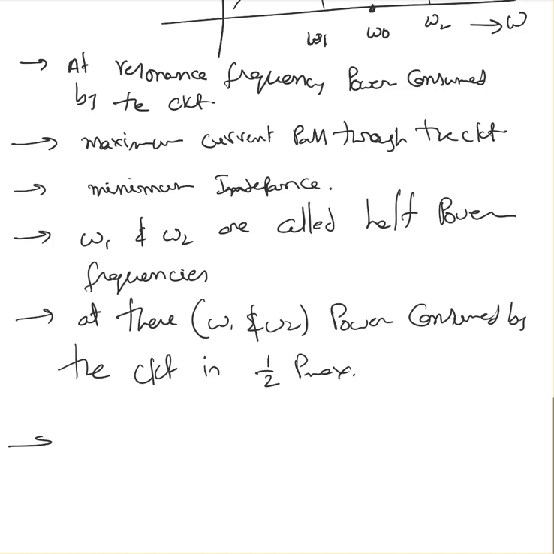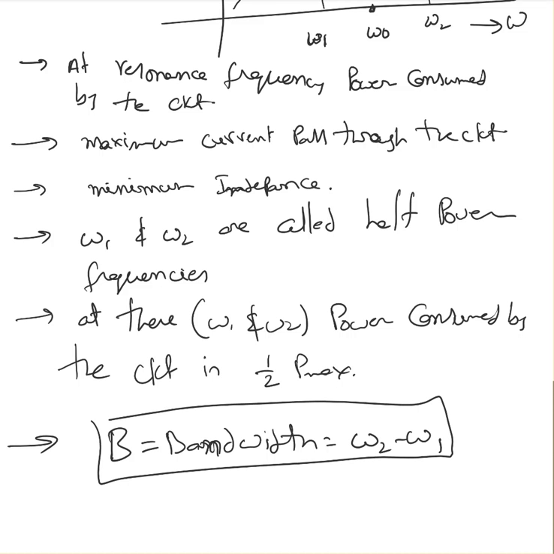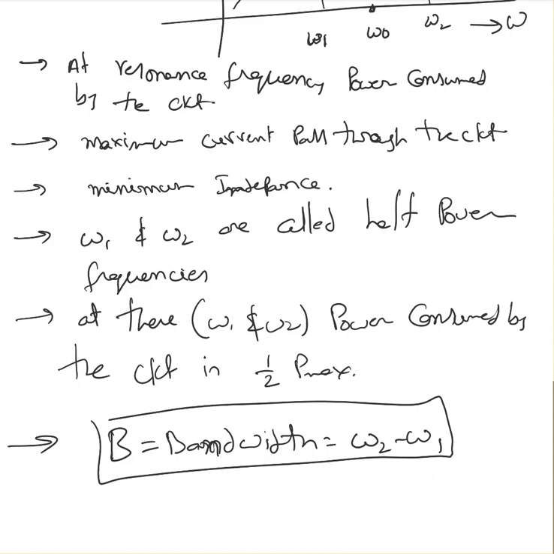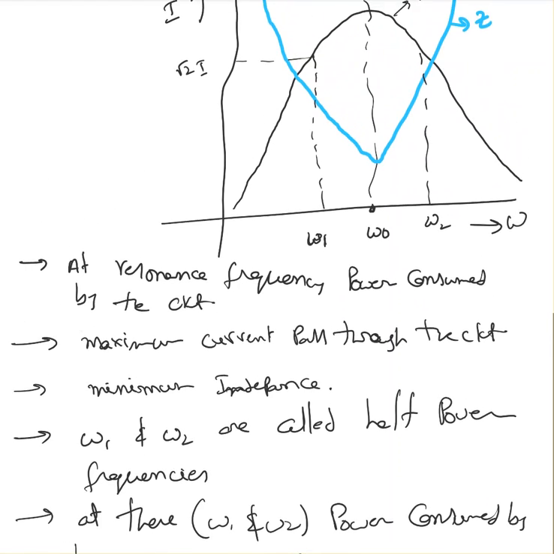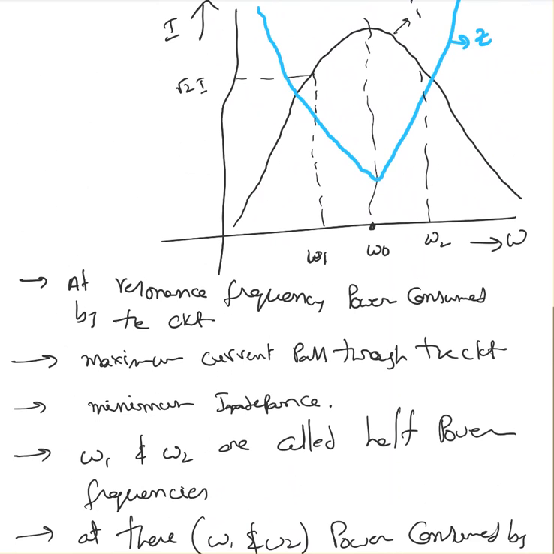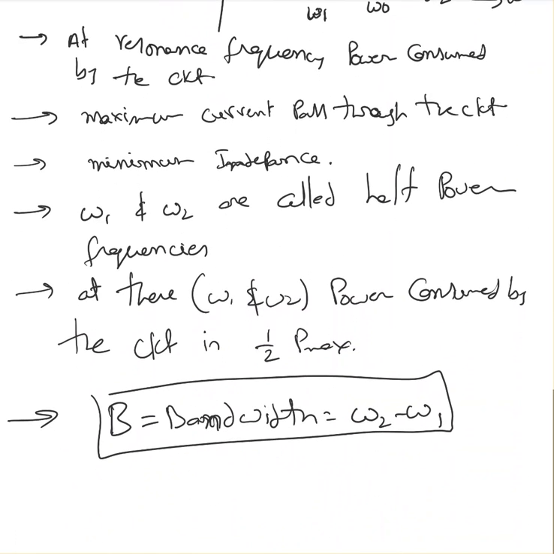Now another term we define is called bandwidth. We indicate bandwidth with B. Bandwidth equals omega 2 minus omega 1. Okay, I'll talk about bandwidth in a sec. Basically, bandwidth is the frequency range between the two half power frequencies, or the difference between the higher half power frequency minus the lower half power frequency.